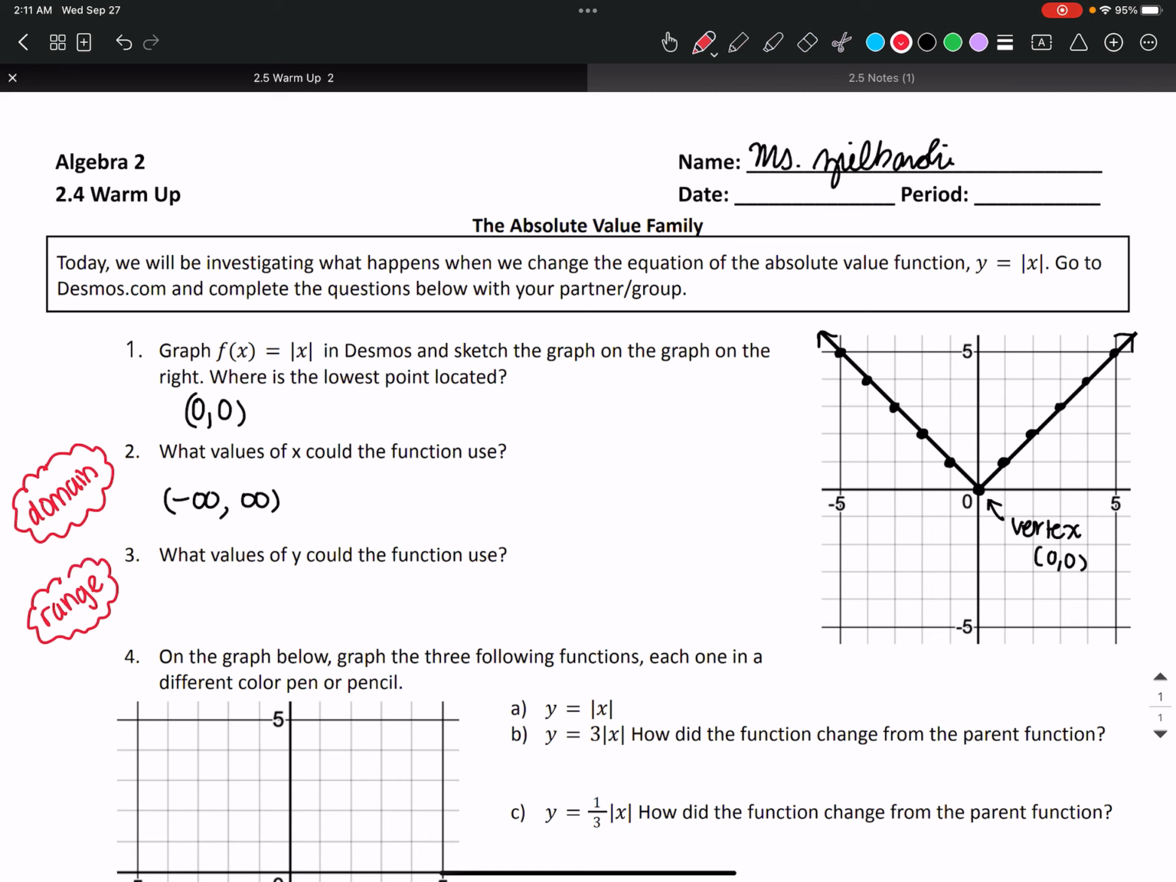All right, then I am asked for my range, which is all the included y values. And those, if I look at my lowest y is a 0. And then my highest y, if this thing keeps going on and on forever, is infinity. So I'm going to write that my range is 0 to infinity. Now I put a parentheses on infinity always, but on 0, this point is shaded. So I am going to put a bracket on it because that y value is included on the graph since it's shaded.